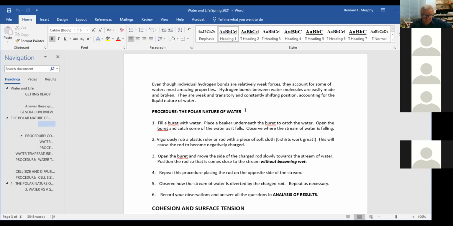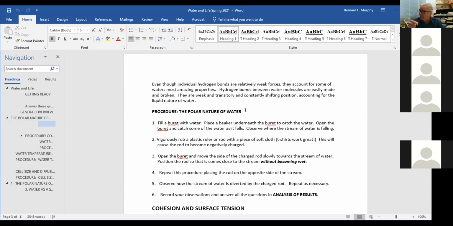Okay, first of all, what we do is a really simple procedure that you just do, and you notice what happened is the polar nature of water. How can you show that water is a polar molecule? Well, fill a burette with water. A burette is a long glass tube with a valve at one end. It's usually graded, so you know how much is in there. You fill that up with water and you have the valve closed. You put it over a beaker.